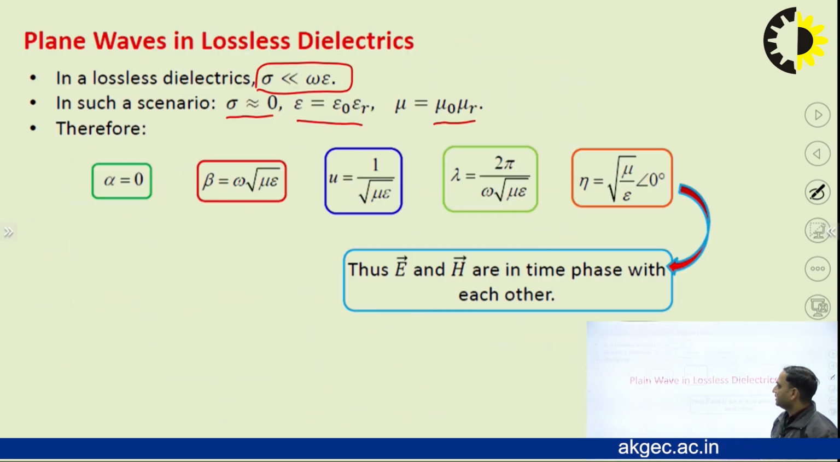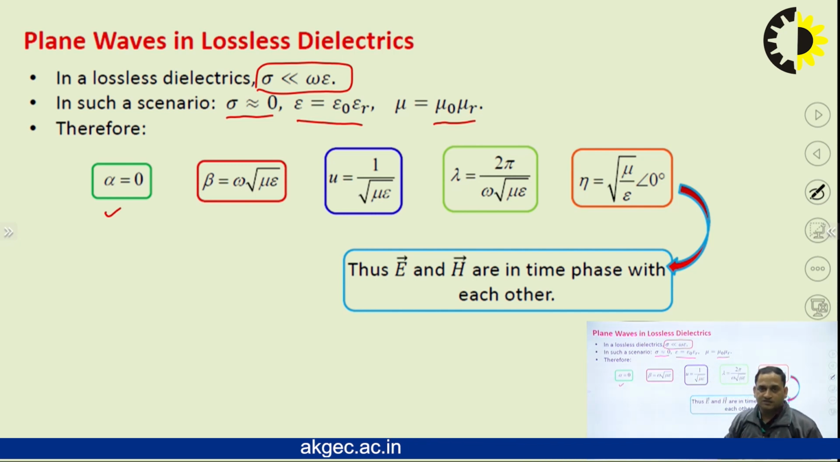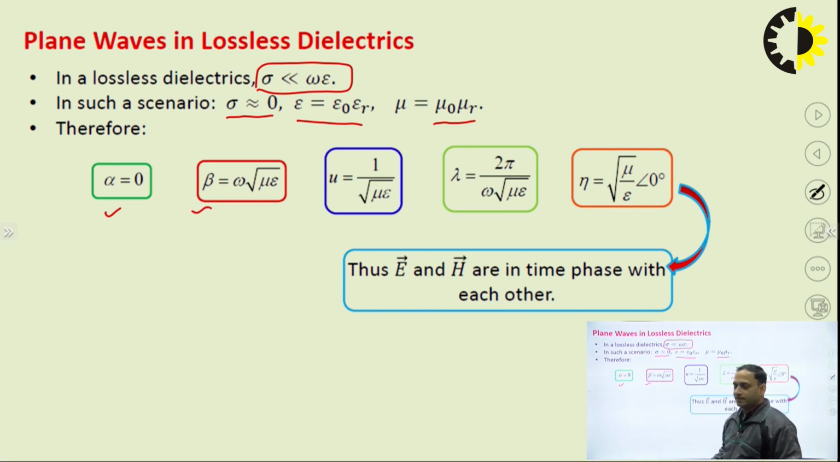Alpha will be 0. This is the specific case for the lossless dielectric. Yes, alpha is 0 and beta we will get as omega under root mu epsilon. So how are we getting this? Simply you have to put this case that sigma is very much less than omega epsilon and sigma is 0. So in this particular case, alpha will be 0 and beta will be omega under root mu epsilon.